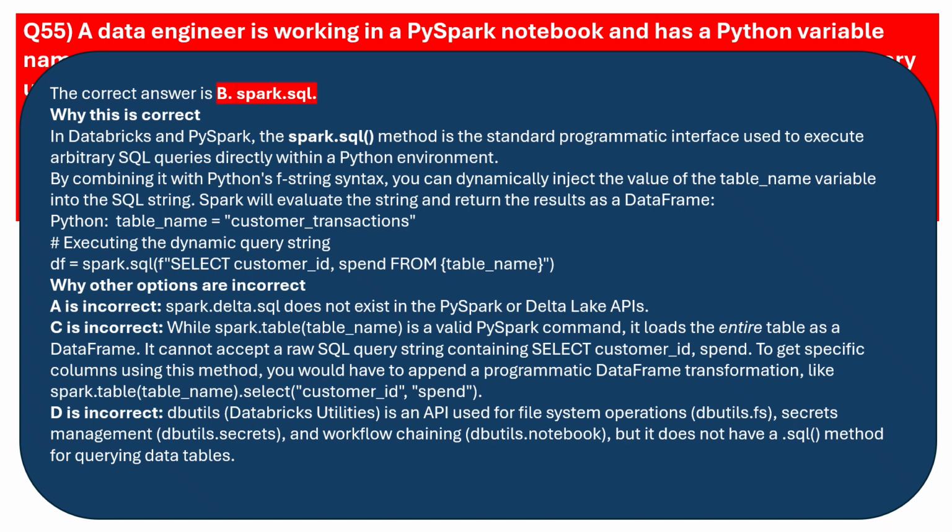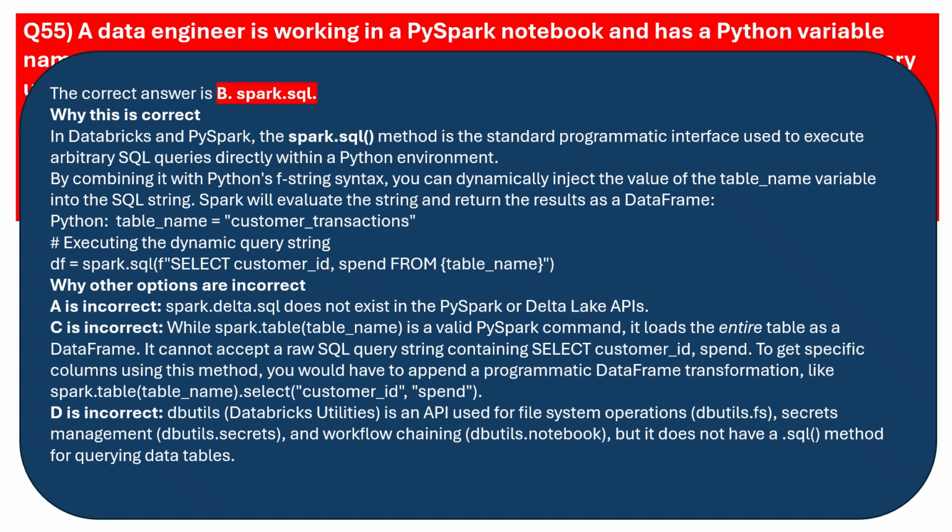Why other options are incorrect? A is incorrect. spark.delta.sql does not exist in the PySpark or Delta Lake APIs. C is incorrect. While spark.table(table_name) is a valid PySpark command, it loads the entire table as a data frame. It cannot accept a raw SQL query string containing select customer_ID, spend.